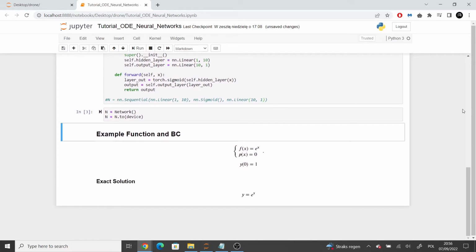The first example of ODE is defined as the following. So the ODE is simply y prime equals e to the power of x. And because the boundary condition at x equals 0 is 1, the exact solution to this equation is y equals e to the power of x. First, let's define the function f and the loss function.